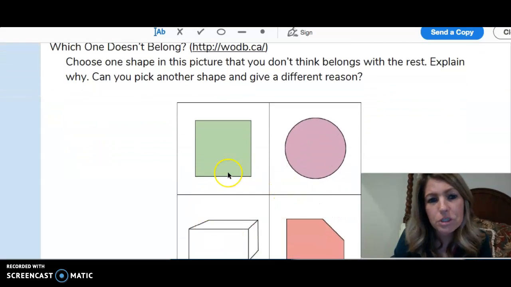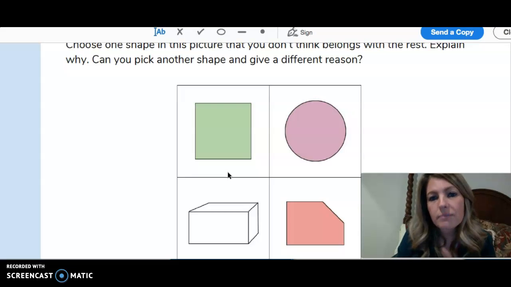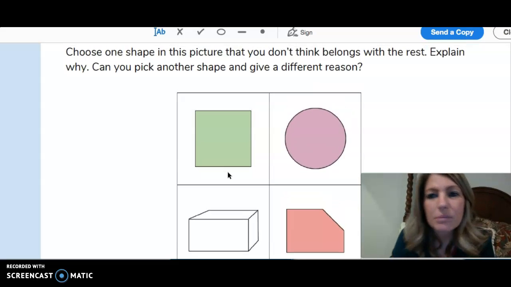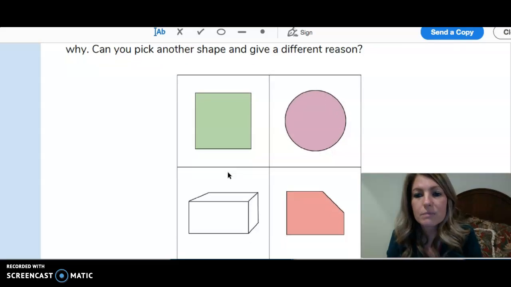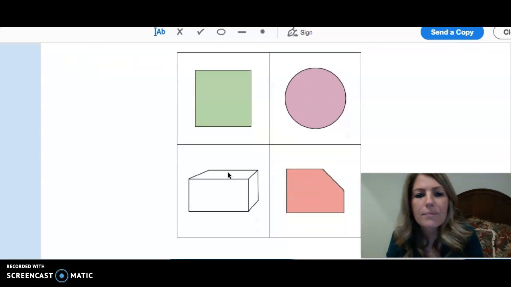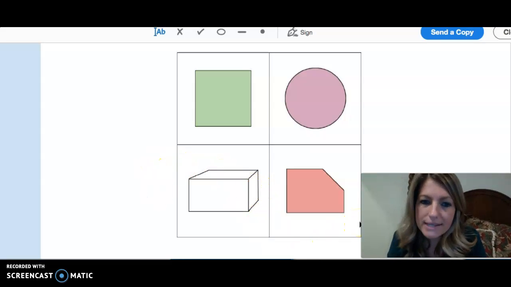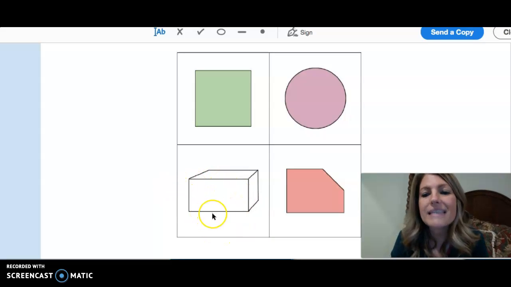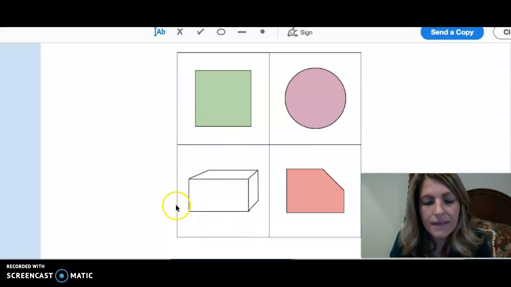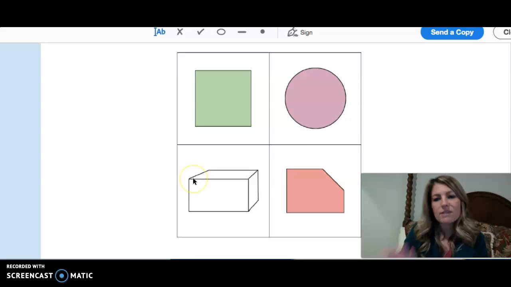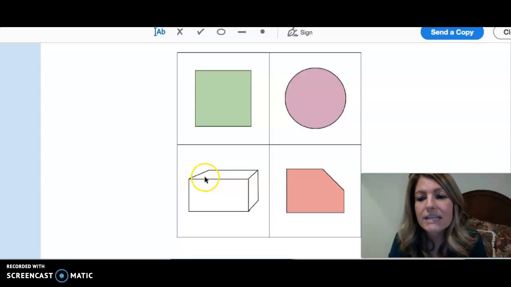All right, we've got 4 shapes here. Choose one shape that you think doesn't belong with the rest, and I want you to explain why. Okay, I've got an idea here. One shape that I think does not belong with the rest is this rectangular prism. And that's what this is called here. This is a 3D shape. Do you see how we can see the sides on this shape? It looks like a shape that you could actually hold in your hand. It's not flat. That's because it's a 3D shape.